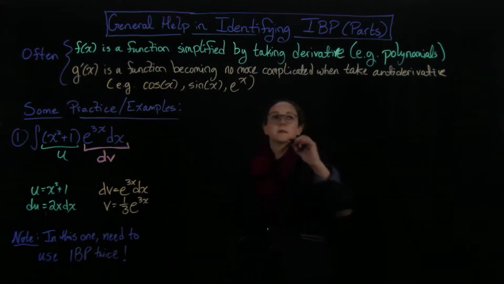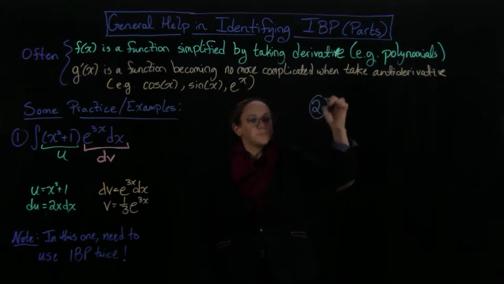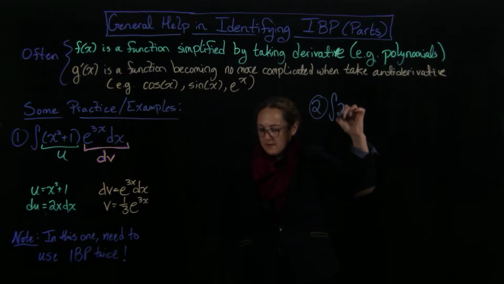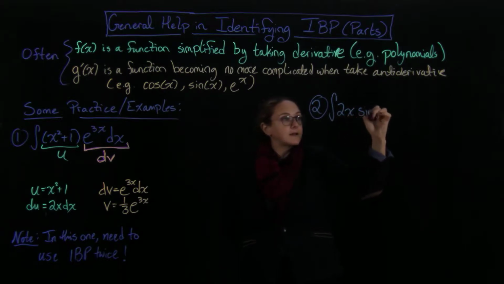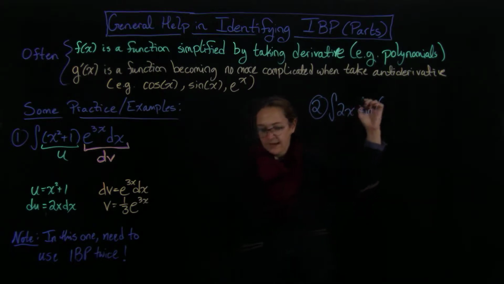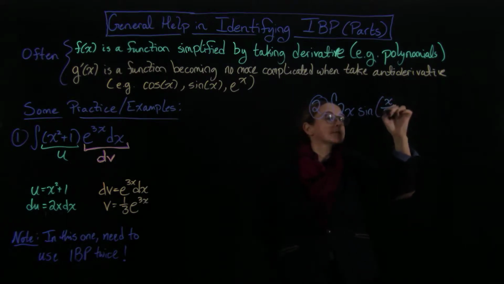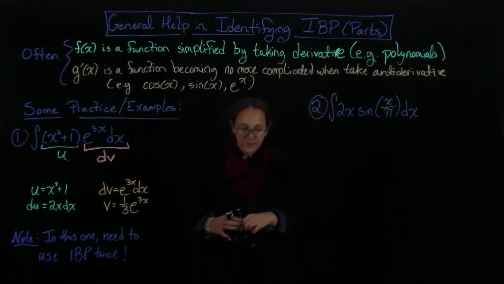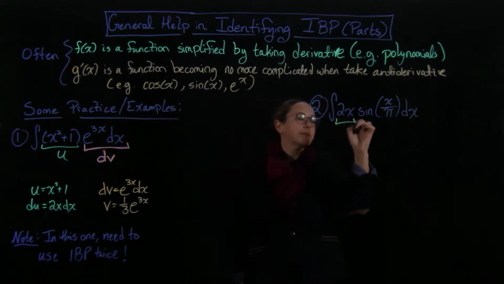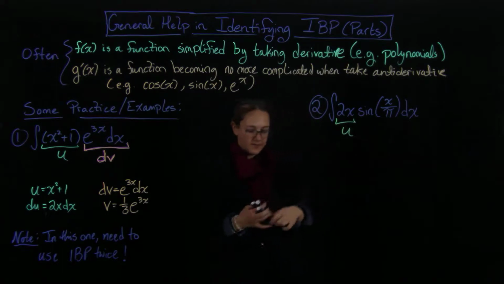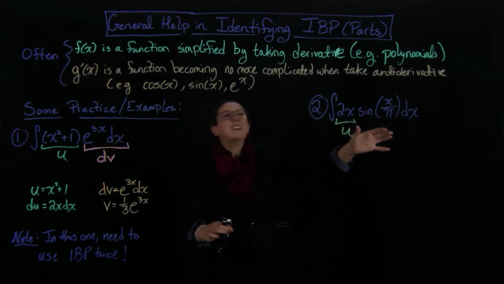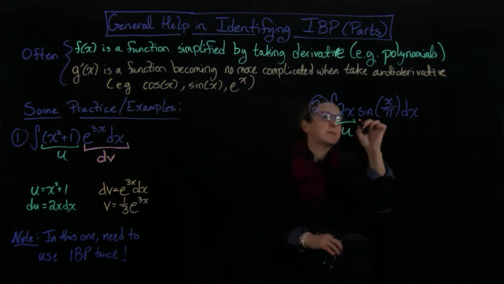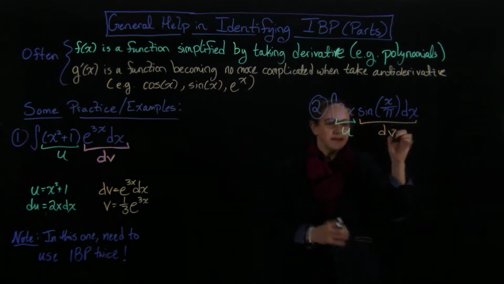Okay? So let's look at another example. In this one, I'm going to take the integral of 2x sine of x over pi dx. If you look here, we do have a polynomial. So this is going to be my u. And then over here, there's just a constant that we have to worry about, which is not a problem. We can do that. So this is going to be my dv.